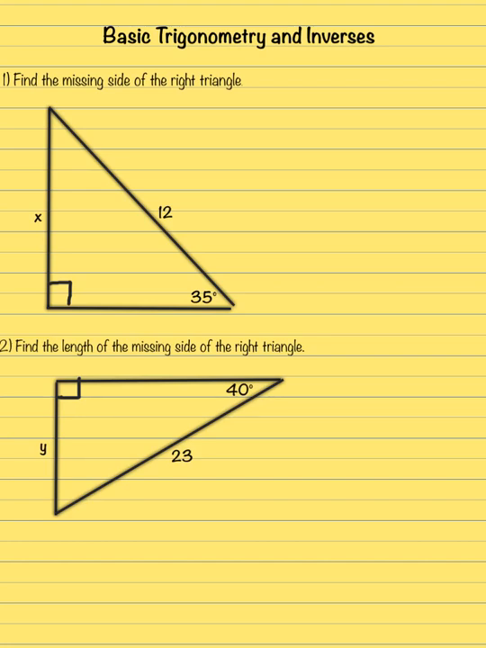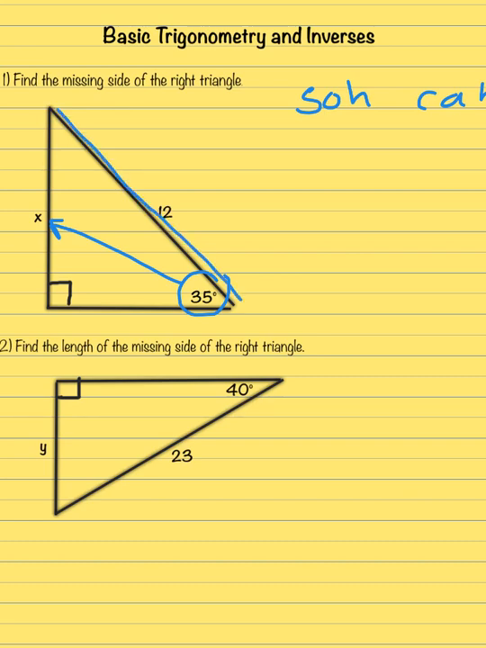Basic trigonometry and inverses. We're going to just do a few examples of how to set up trigonometric functions. For question number 1 here, find the missing side of a right triangle. So we need to decide, are we going to use SO, CA, or TOA? In order to do that, we find the angle we're concerned with, which is the 35 degrees, and then we find the sides we know in relation to that angle. So that would be the opposite side and the hypotenuse.